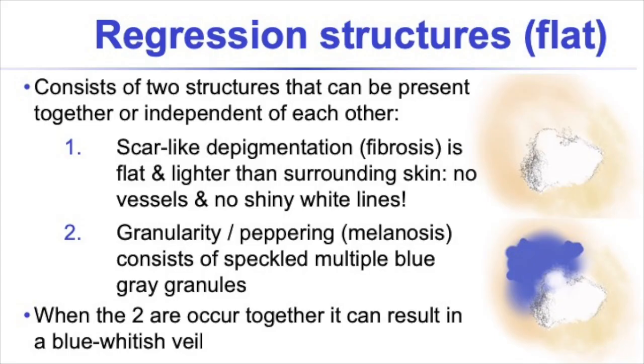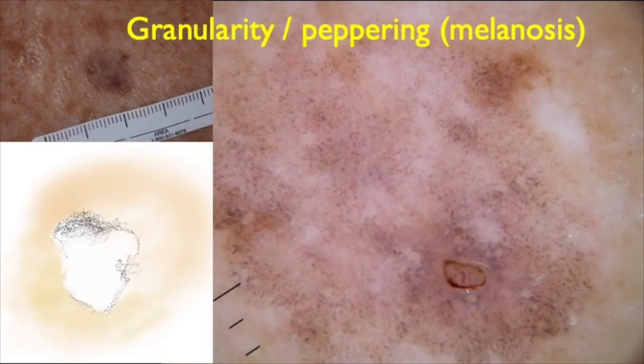So let's take a look at, well, schematics. Here's the scar-like depigmentation, granularity. And when you have so many melanophages, imagine that there's millions and millions of melanophages, they can actually coalesce into a blue-white structure that is reminiscent of the blue-white veil we just talked about, but the difference is this is flat as opposed to the previous one, which was raised. Okay, so let's talk about granularity.